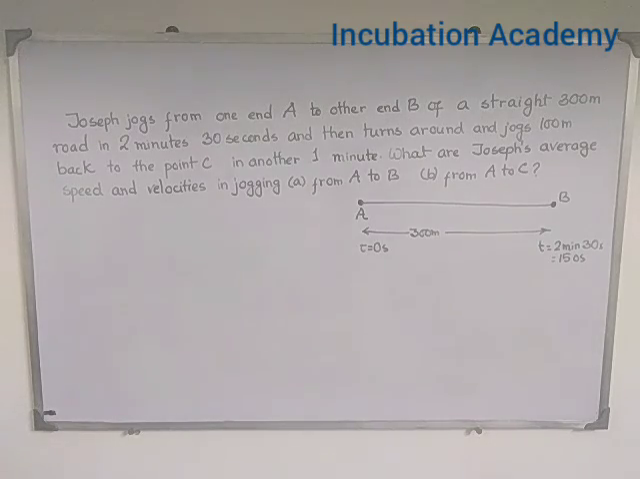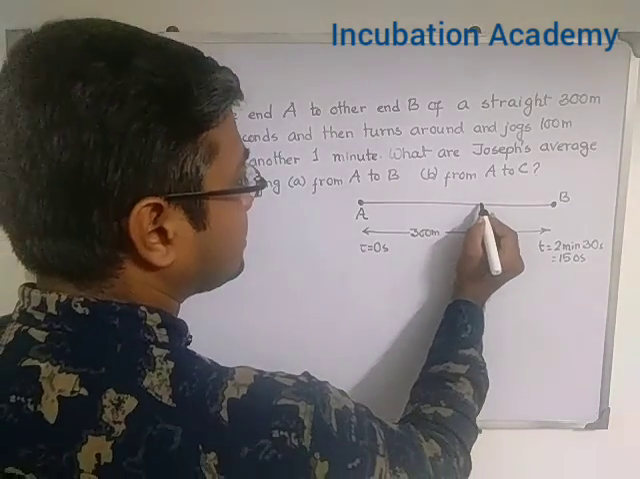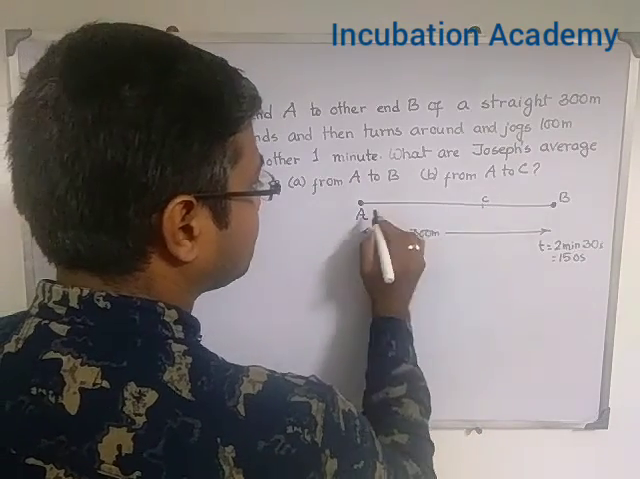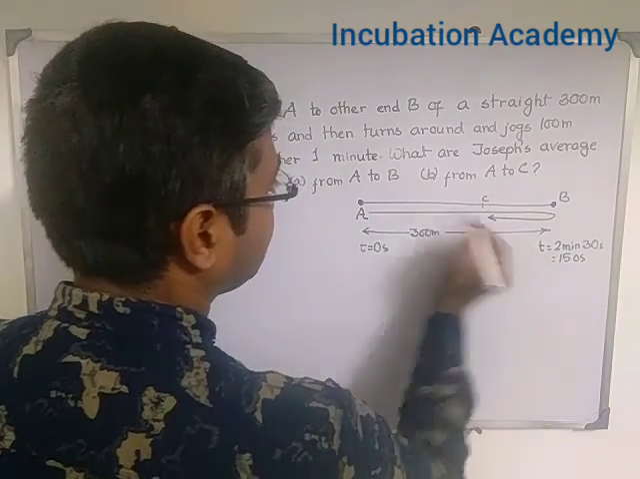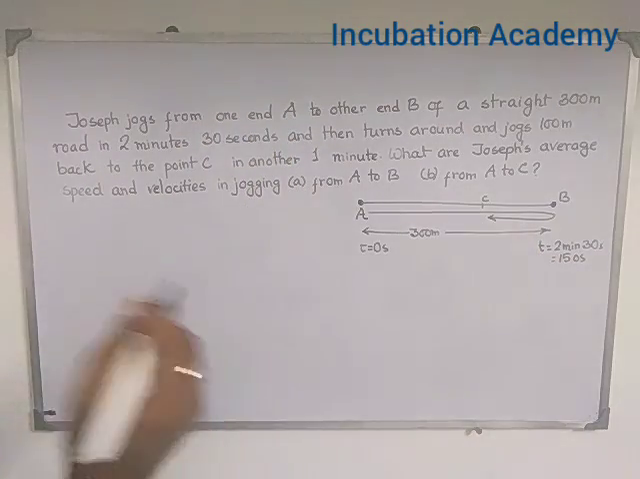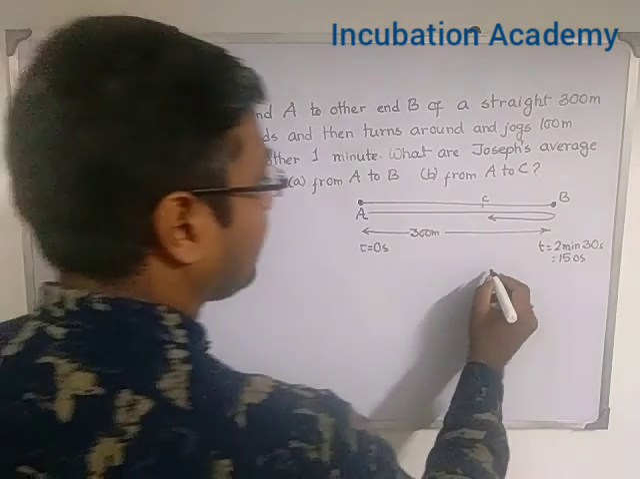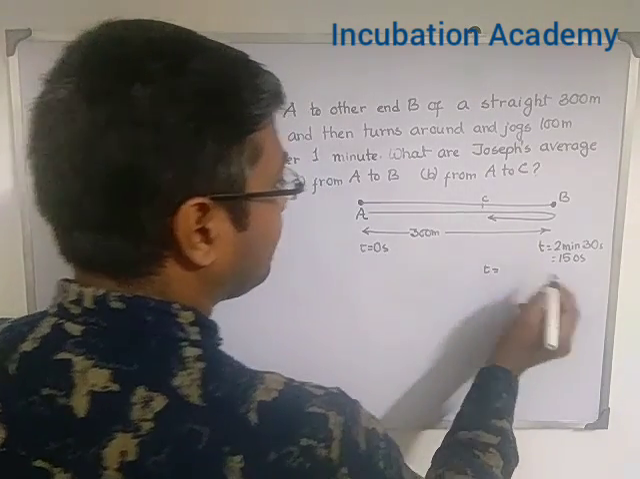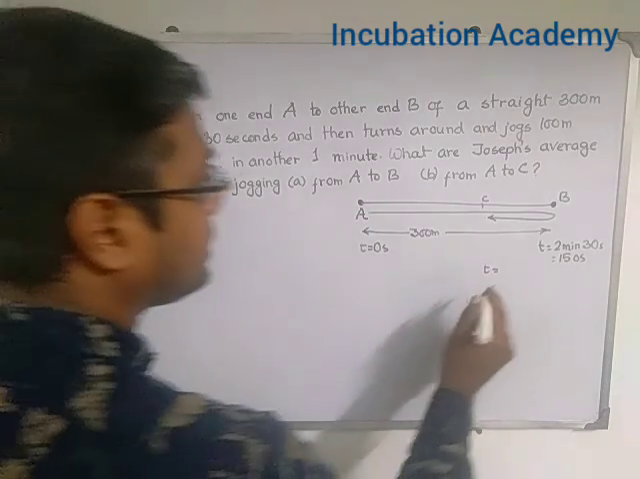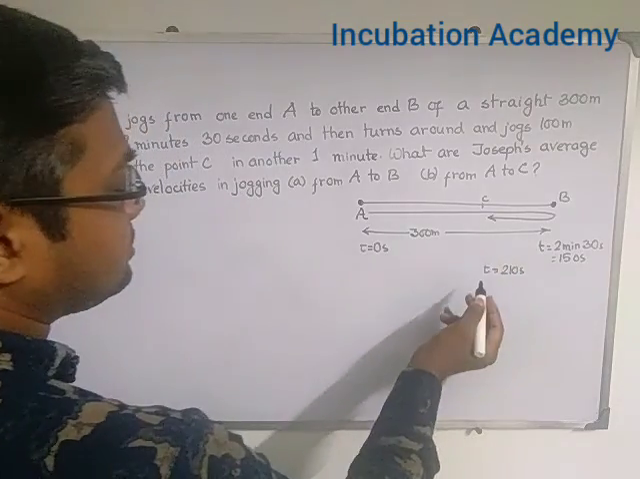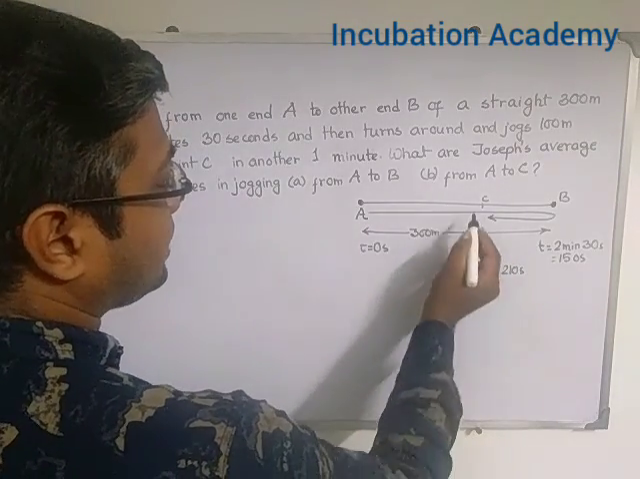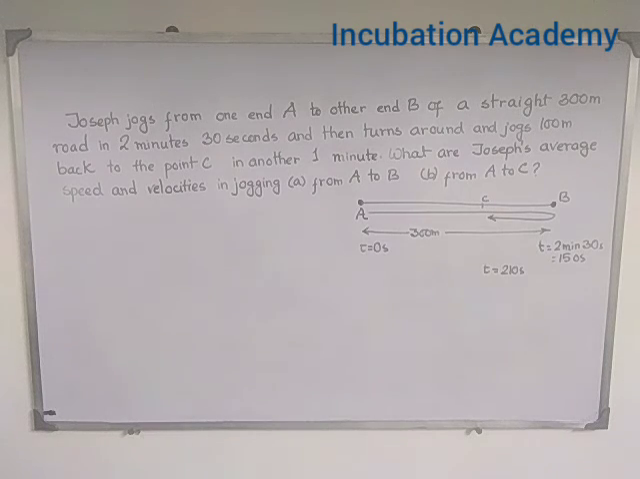So let us consider this is the point C. Joseph moves from A to B, then turns around and comes to C, and it takes another 1 minute. So in reaching here, 150 seconds plus 60 seconds is 210 seconds. So at 210 seconds, Joseph is at the point C. What are Joseph's average speed and velocities in jogging from A to B?